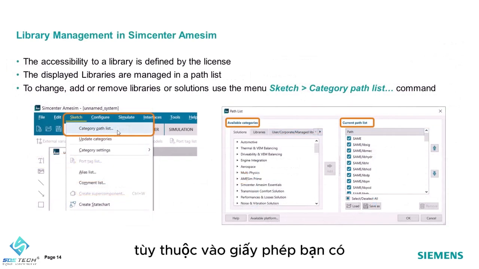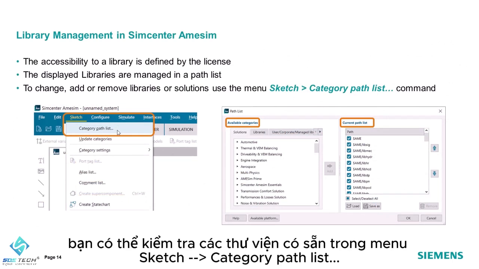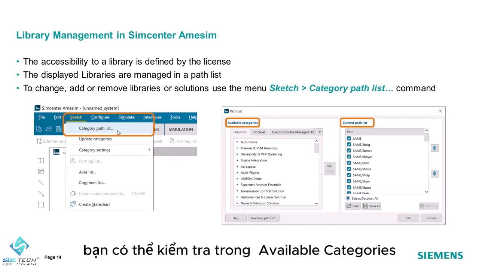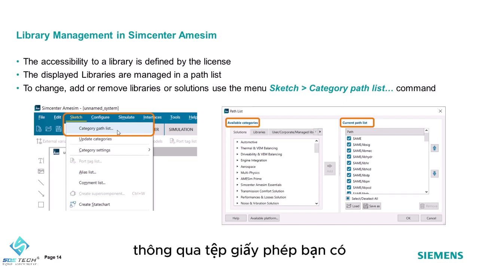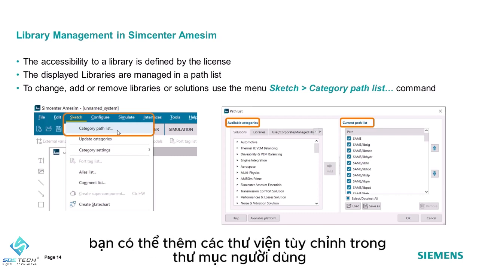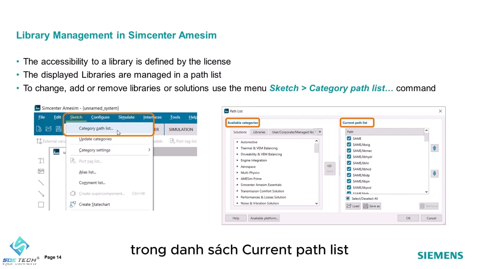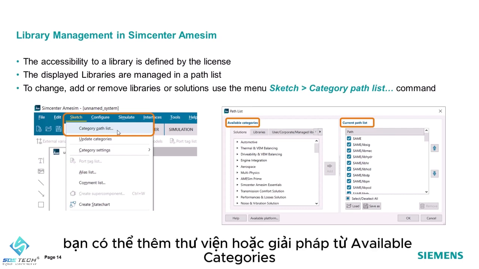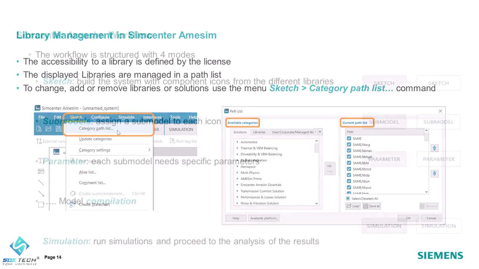Depending on the license you have, you may or may not have access to some libraries. You can check the available libraries in the menu, Sketch, to Category Path List. In the Path List window, you can check in the Available Categories section the solutions or libraries that are accessible through the license file you have. You can add custom libraries in the User/Corporate/Managed Libraries tab. In the Current Path List, you can see the displayed libraries in your current session. You can add a library or solution from the Available Categories field to the Current Path List through the Add button in the middle of the window.